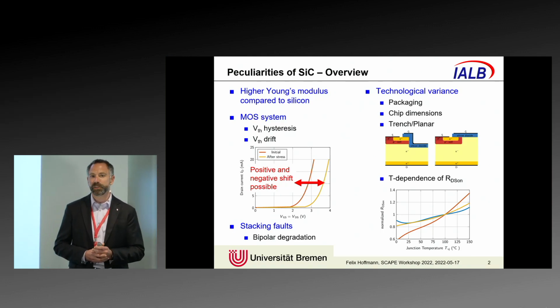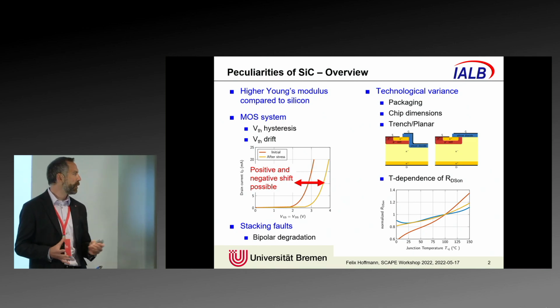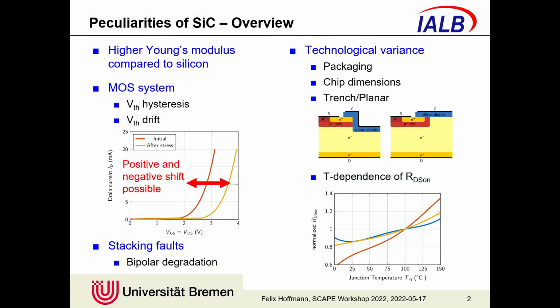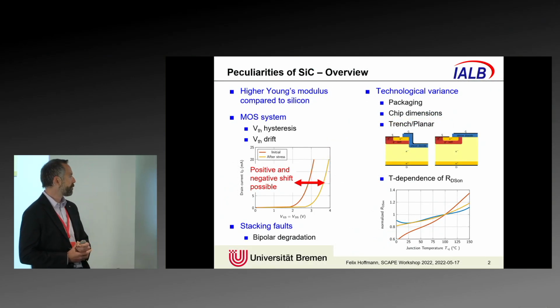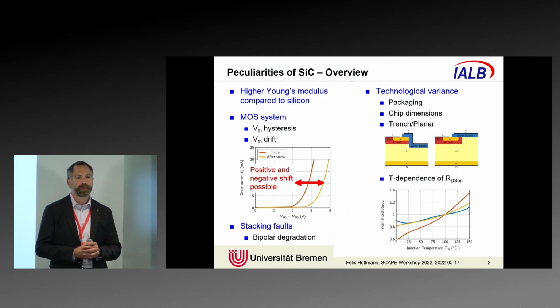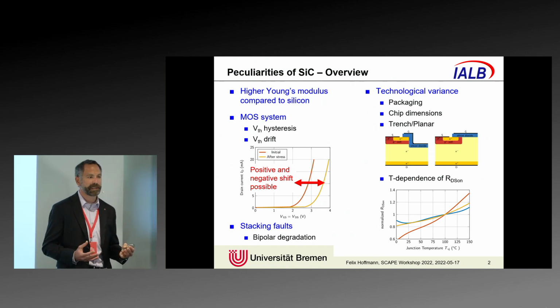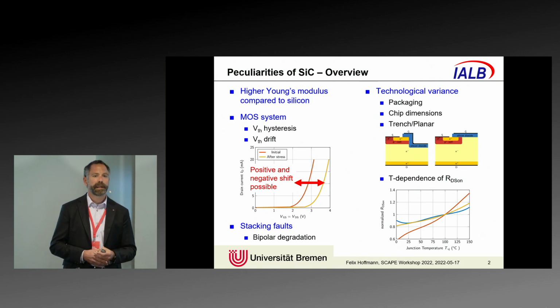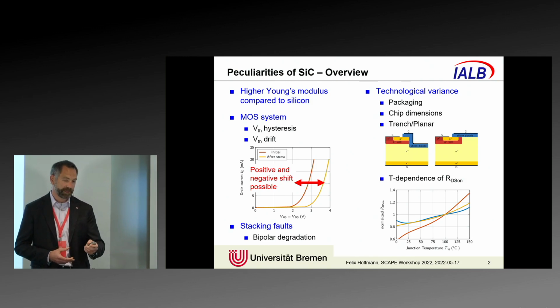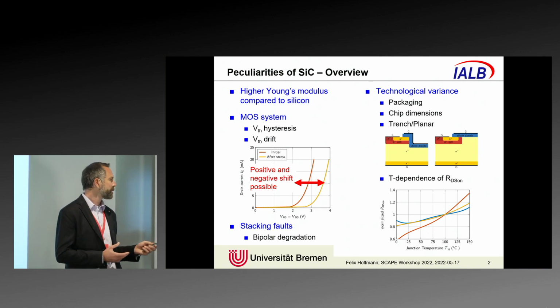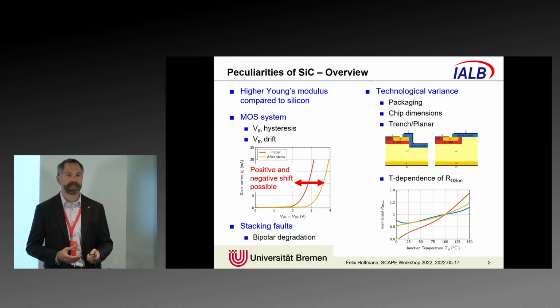We also have differences in chip dimensions, and we all know we still have trench and planar gate structures commercially available. Due to this difference in device design, we also see a significantly different temperature dependence of the RDS(on). You can see this here as an illustration for a couple of manufacturers, and even though two devices might have a similar RDS(on) at room temperature, the RDS(on) at elevated temperatures can be significantly different. The question now is, how do those effects impact our power cycling?